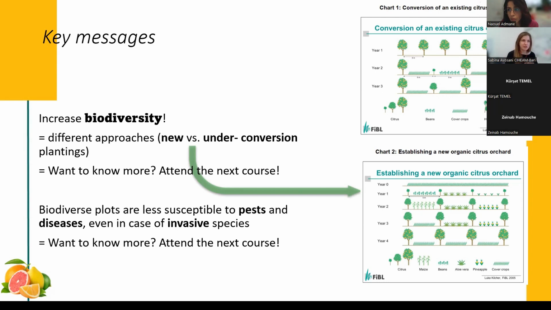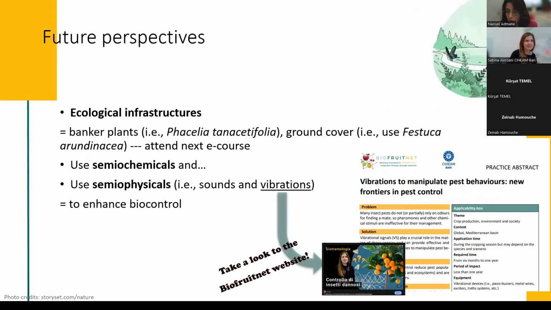I found these very useful slides from FiBL. Again, biodiverse plots are less susceptible to pests and diseases. And if you want to know about that, you should attend the next courses. So what are the further perspectives? It's important to better understand how to rely on ecological infrastructures, so enhancing the functional biodiversity, how to use banker plants, what are the best ones, how you can use ground cover. But again, attend the next courses if you want to know more.